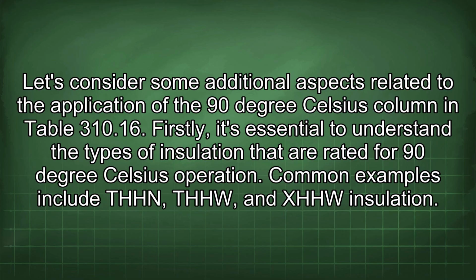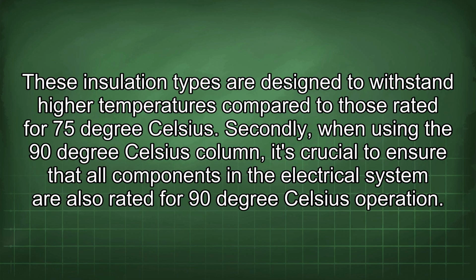Let's consider some additional aspects related to the application of the 90 degrees Celsius column in Table 310.16. Firstly, it's essential to understand the types of insulation that are rated for 90 degrees Celsius operation. Common examples include THHN, THHW, and XHHW insulation. These insulation types are designed to withstand higher temperatures compared to those rated for 75 degrees Celsius.